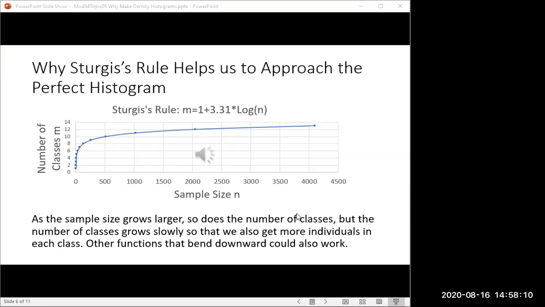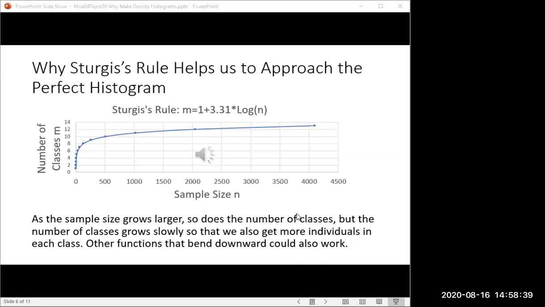So not only do I get more classes as the sample size grows, but I get about twice as many individuals per class for each one additional class that I add. Okay.